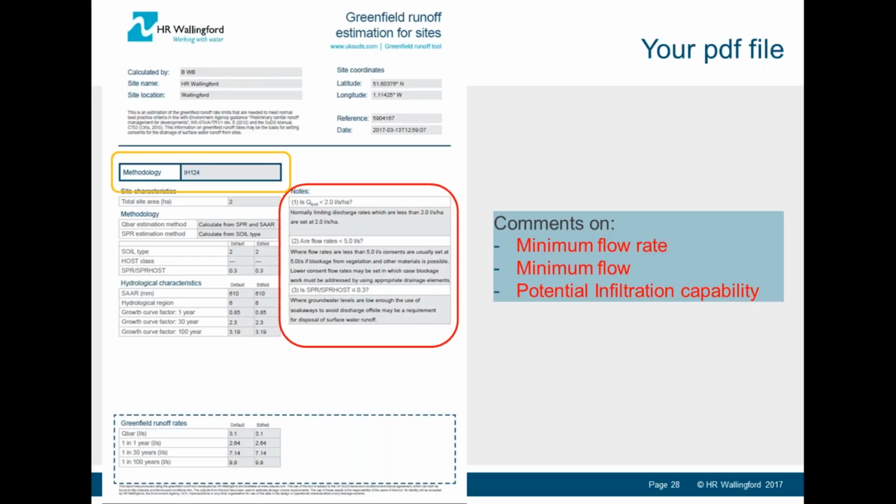And finally, there is the comment related to the soil perviousness. If it is a sandy soil, and I've chosen an SPR value of 0.3 or lower, then there is a triggered comment which suggests that infiltration might be considered for your drainage design.